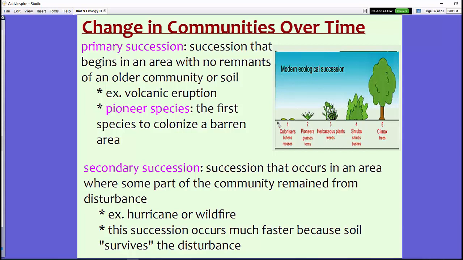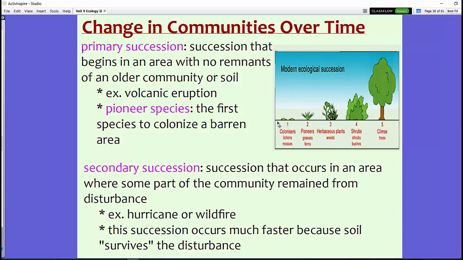Now, this is a type of succession that occurs where there's something that remains from the community after a disturbance. So a lot of times an example could be a hurricane or a wildfire. These types of disturbances don't wipe out everything. So there's something that's already there. So pioneer species do not occur in a secondary succession. This type of succession happens much faster because the soil is already there. So typically the soil is going to "survive." And I have survive in air quotes on the screen as well, because the soil is there.